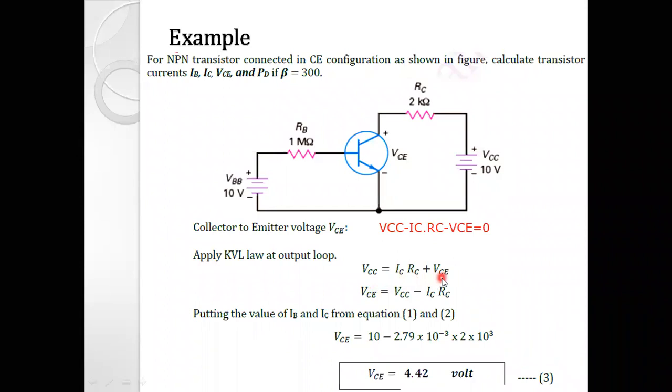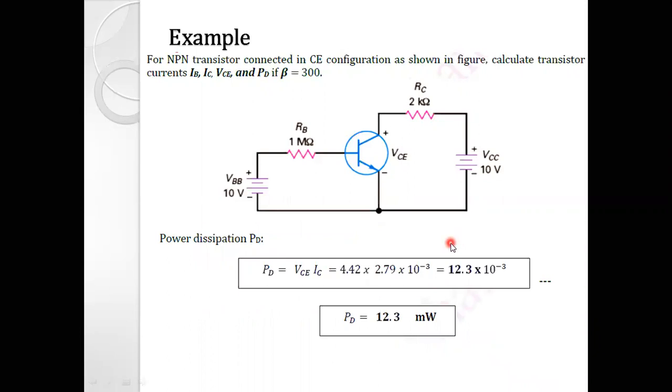So from this equation, by making the VCE parameter the subject of the equation, we get VCC minus ICRC. What is VCC? VCC is mentioned in the circuit diagram as 10 volts, so substitute 10. What is IC? In the previous slide, we found IC is 2.79 milliampere, so substitute IC. And RC is given in the circuit diagram as 2 kilo ohm, right? So when we solve this equation, we get VCE is equal to 4.42 volts. So this is the third answer for this example, right?